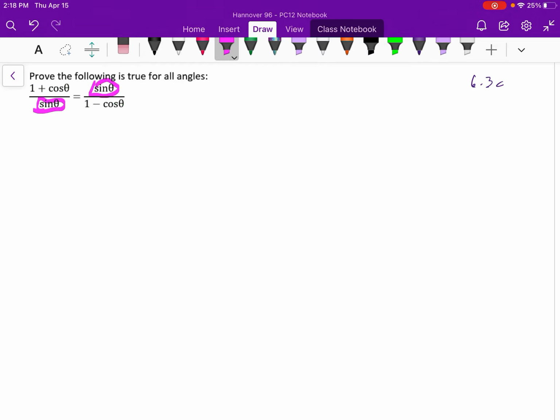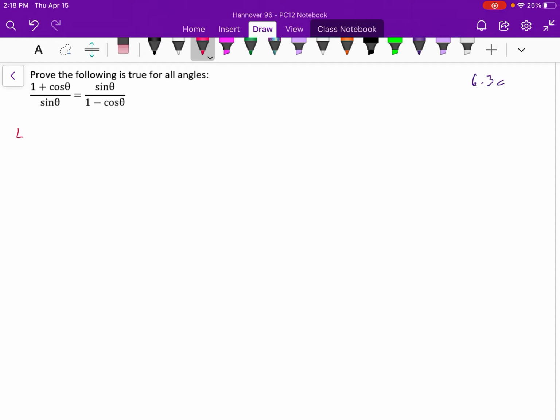And yet, here, sine is there and there. Now, don't make too much of that. But there is something that I am considering. What if we multiplied by the conjugate? The what? The conjugate. That is, a difference of squares can be very useful. So watch what I do here.